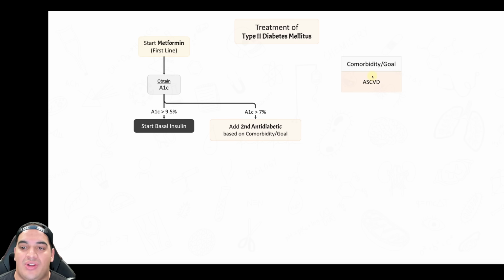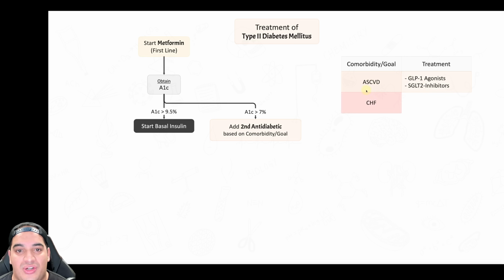So let's say that the patient has coronary artery disease, they have a history of a TIA or a stroke, they have peripheral artery disease. In these particular scenarios, there are a couple of drugs that actually may help with that. GLP-1 agonists, semaglutide, liraglutide, these potentially can provide a lot of benefit there. SGLT2 inhibitors like your flozins, these can also be potentially beneficial.